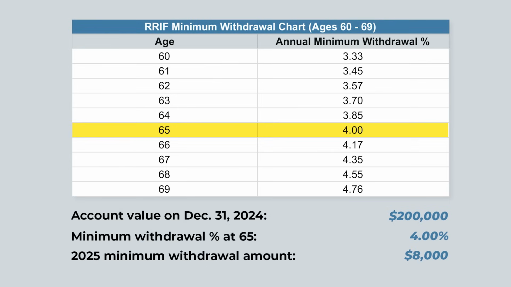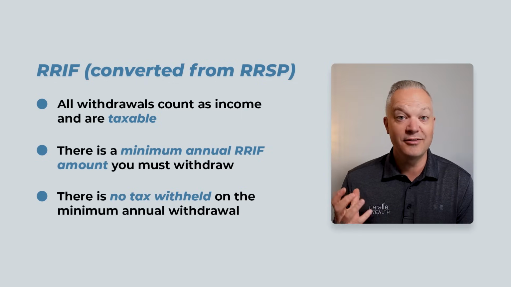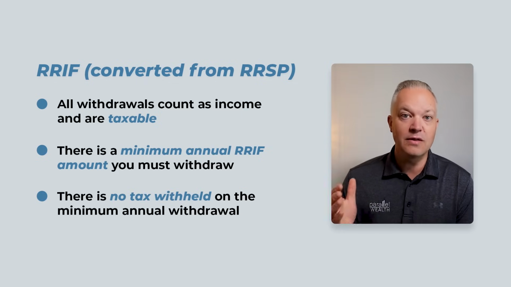You need to take out $8,000 as a minimum amount. You can take out up to $200,000. There's no maximum amount on a RRIF account, but there is that minimum. One thing you need to be aware of is there's no withholding tax on that minimum amount.